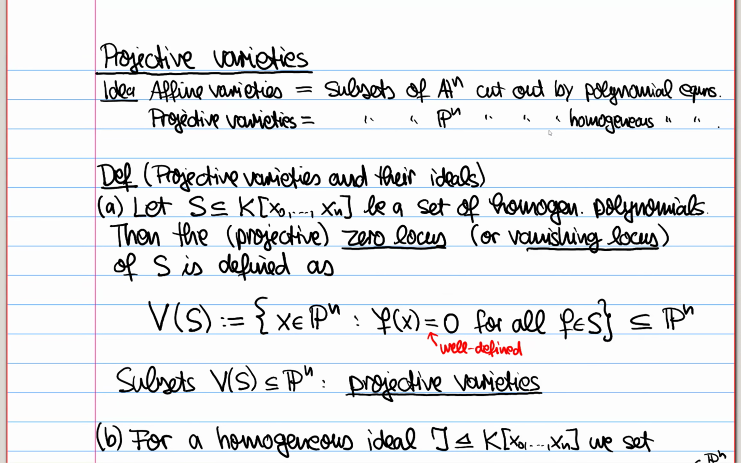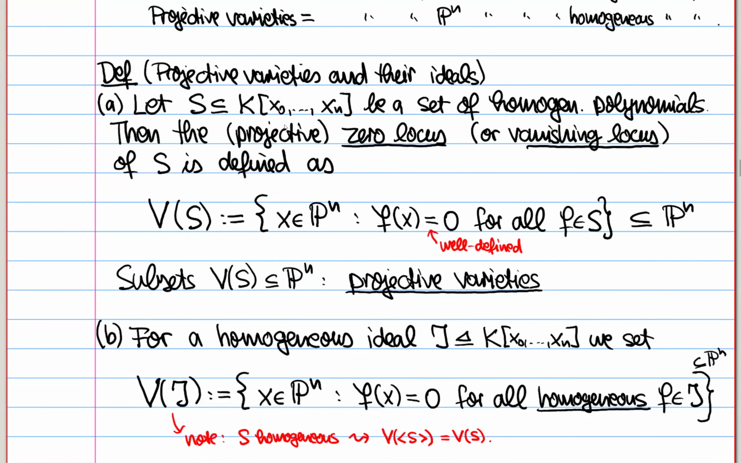And so the definition is, if S is a set inside this ring of homogeneous polynomials, then the projective zero locus or vanishing locus of S is defined just as the set of points in P^n such that F vanishes at this point. And since F is homogeneous, this equation is well defined, as we have seen in the last video. And then subsets of projective space of this form are called projective varieties.